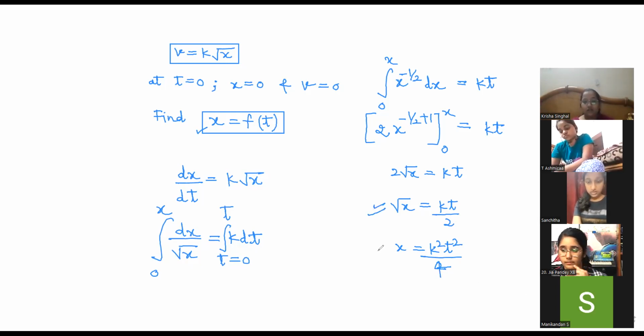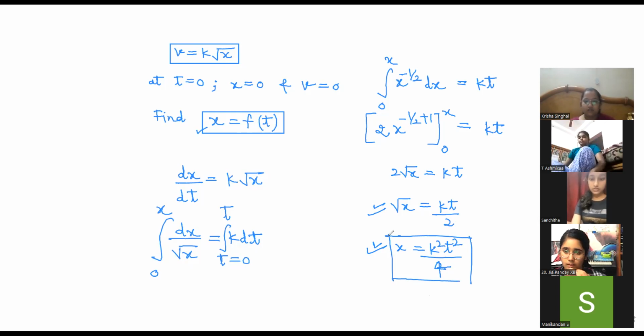Should I leave it like this, or should I write it like this? So we should write it as k square t square upon 4. Yes, because we want to find x as a function of time t. So this is the correct form to write it.